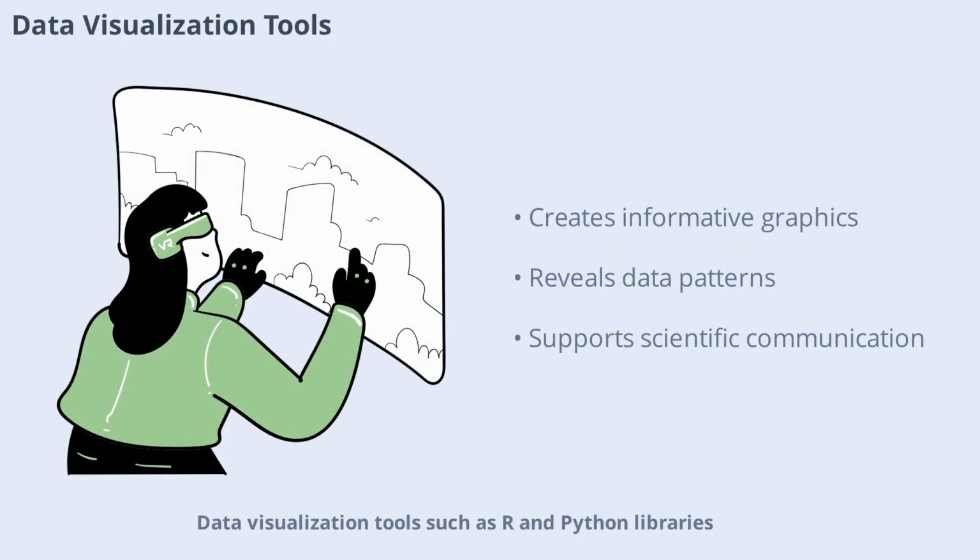Data visualization tools such as R and Python libraries help scientists turn complex data into clear, informative graphics. Visualizations make it easier to spot patterns, trends, and outliers in large datasets. Effective visualization is essential for communicating scientific findings and making data-driven decisions.